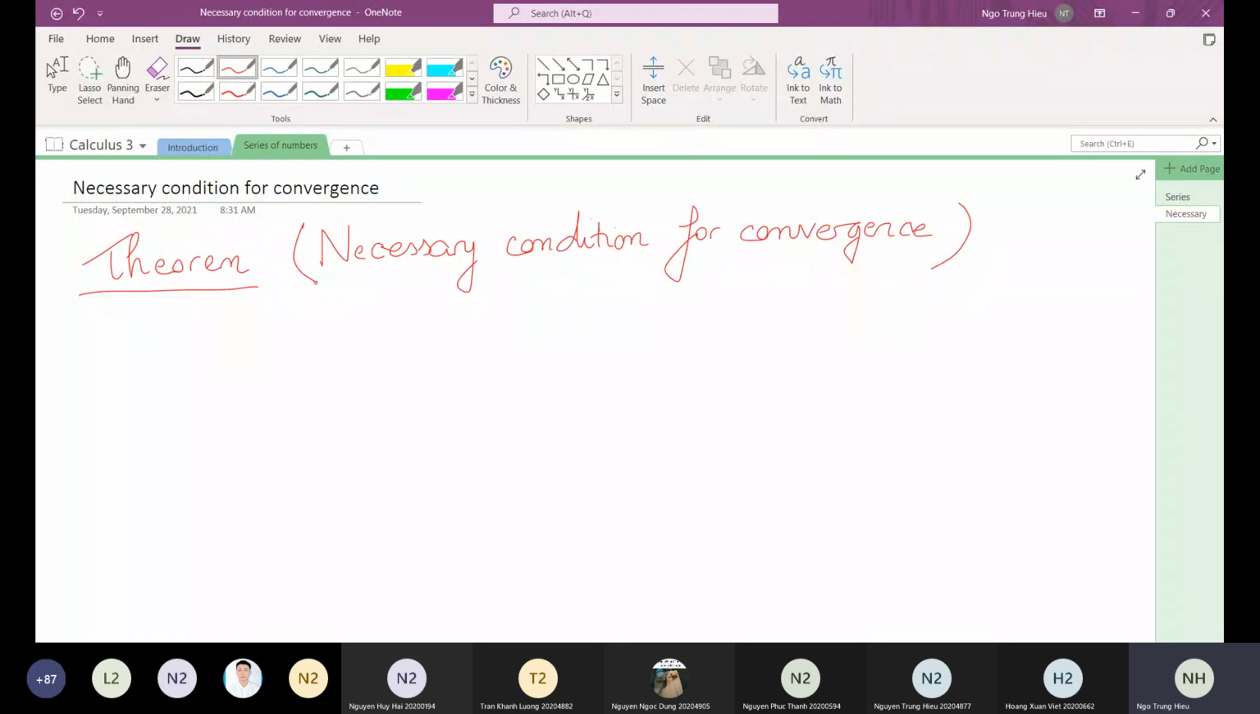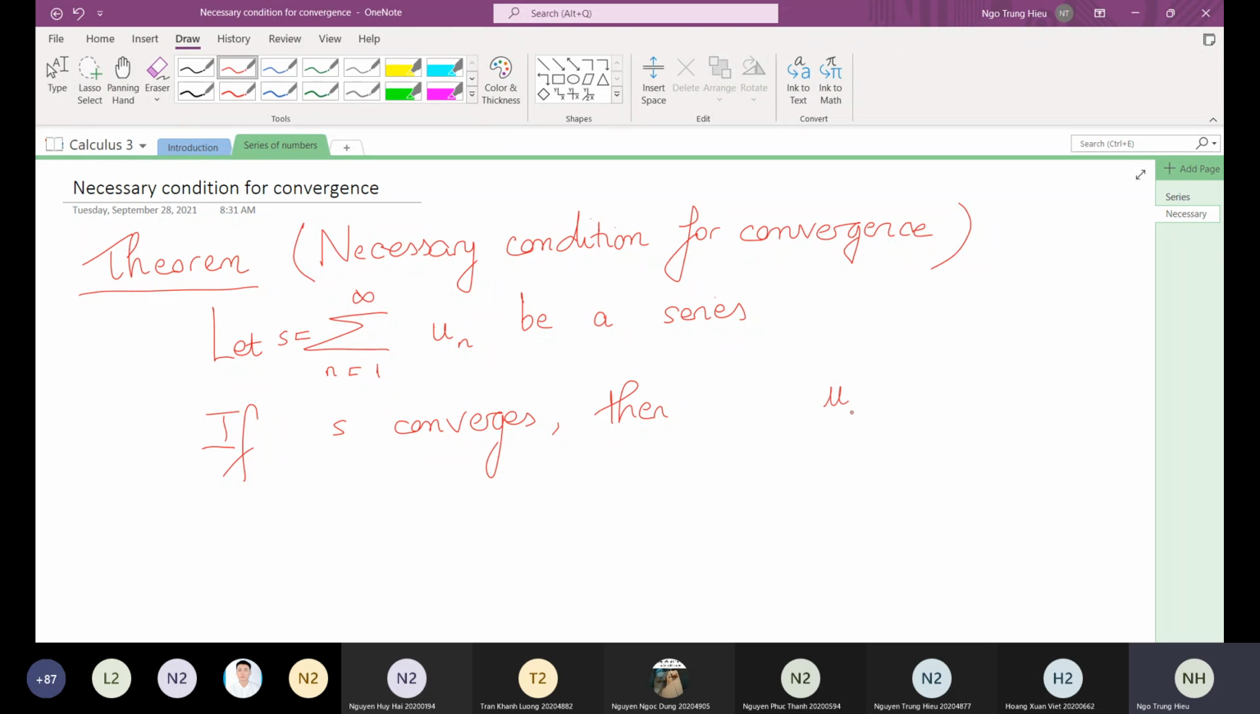So we consider a necessary condition for convergence. We let sigma of u_n, n from 1 to infinity, be a series. You can call it an infinite series or just a series, and in this case you understand it as a number, a formal number. So if this series converges, say you call it S, then the individual terms u_n have to go to zero.